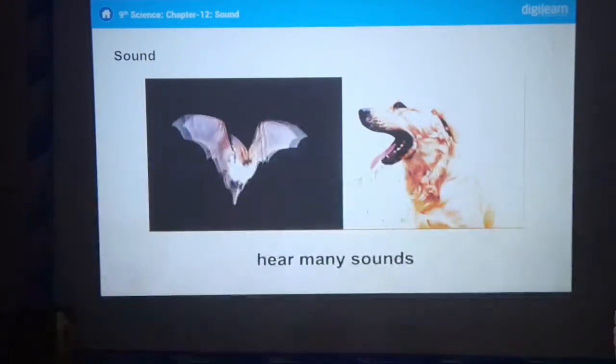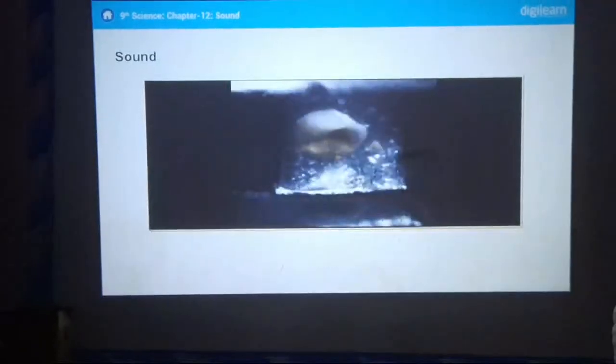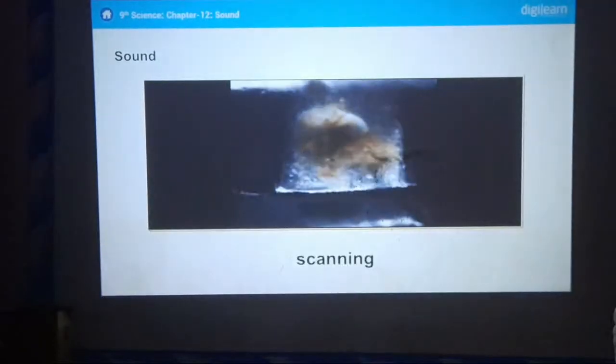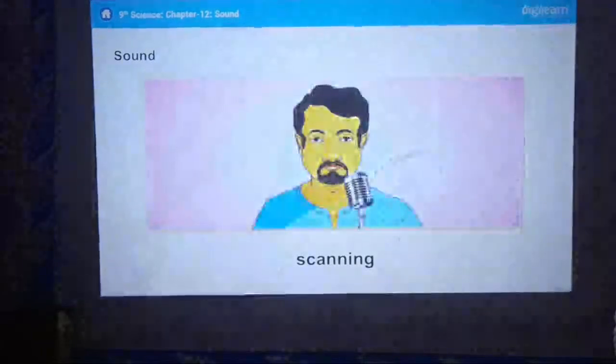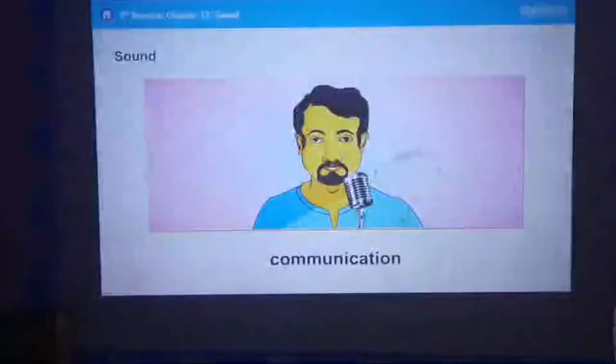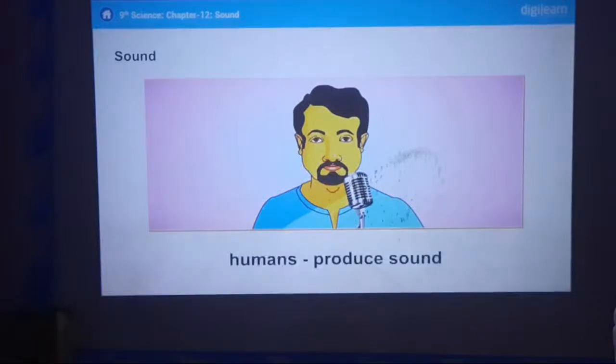Doctors use sound for internal investigations like ultrasonic scanning, etc. Bats use this for navigation. Sound is an important part in our community. We as human beings produce sound. The level of sound, the category of sound, makes us respond differently. Let us try to know more about the same.